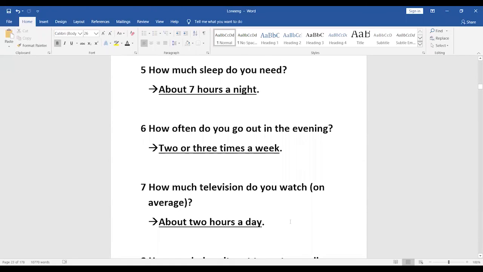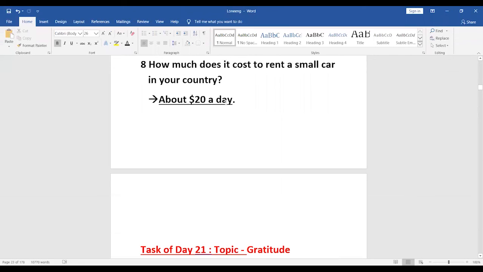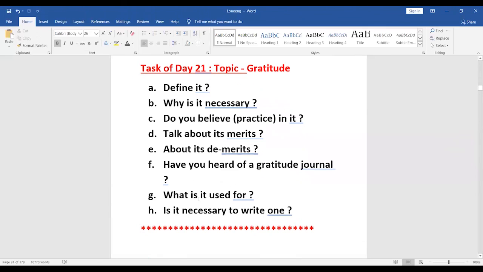Also, these questions are there together with the answers. We've given you the answers too, so that you can practice them at home, during your free time. So this is the last sentence of the day. Please pause, learn, memorize. And today we've come to the end of the session, which is the task of the day 21. And the topic for today is gratitude.